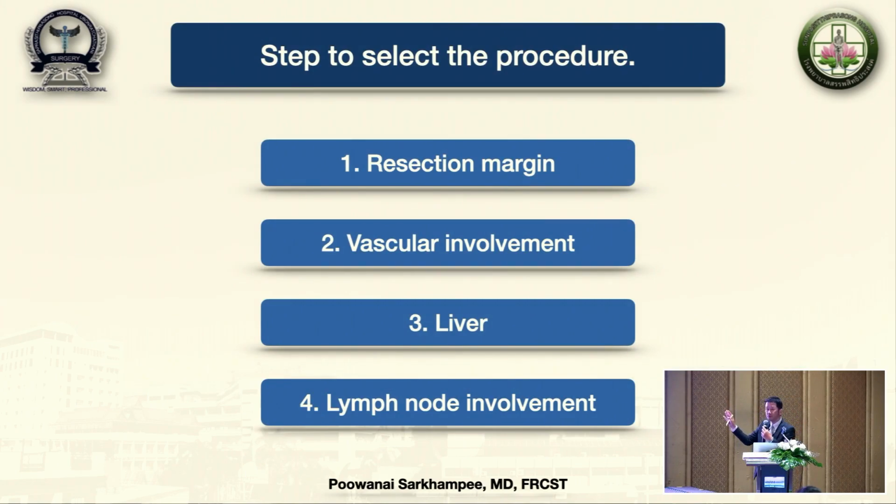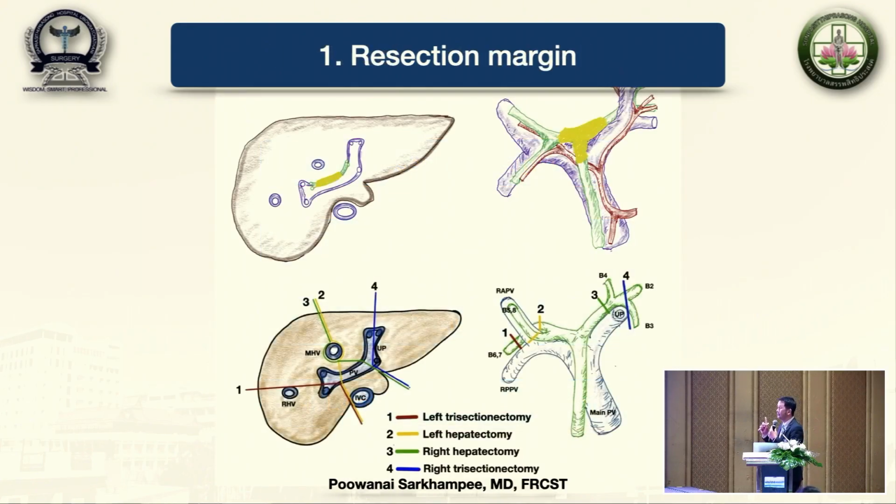The first one, you will look at the resection margins. The next one, you will look at vascular involvement. The third, the liver and lymph node metastasis. This is the disease factor, but I will leave it for last because this is the most important to decide the operation. Okay, look at the first one, resection margins.